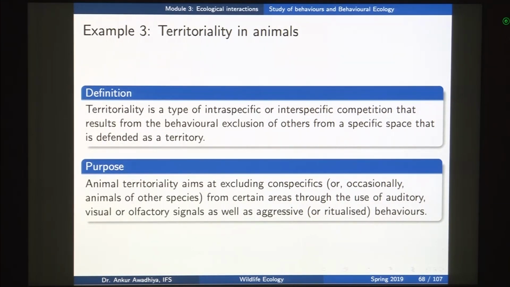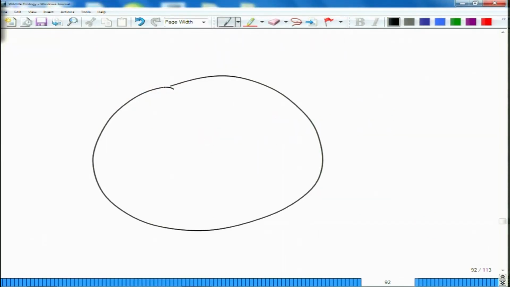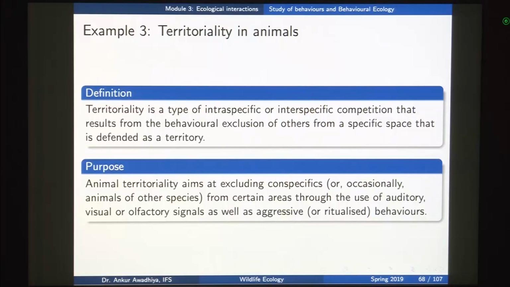So, what do we mean by that? If you have this much space and there is a tiger that is defending this area, it will not allow any other tiger to come to this area. So, this is a territorial behavior. Now, the purpose is that animal territoriality aims at excluding conspecifics. Conspecifics are individuals of the same species, like another tiger.